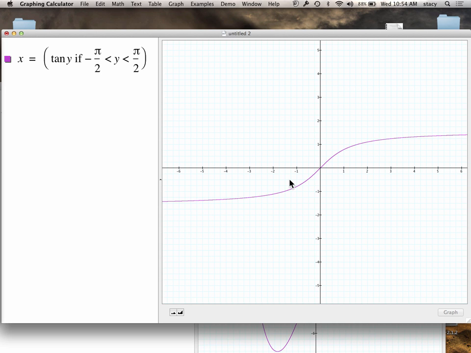right, and we can do that by hand. So remember, this is the same as saying y equals arctan of x. Okay, so this is the function that I've graphed. So what's its first derivative? One over one plus x squared. Okay. What's its second derivative?